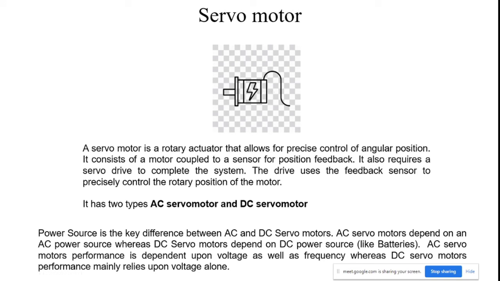AC servo motors depend on an AC power source, whereas DC servo motors depend on a DC power source like batteries. So, the AC servo motor's performance is dependent upon voltage as well as frequency, whereas the DC servo motor's performance mainly relies upon voltage alone. These things are happening in the AC servo motor and DC servo motor. So, the AC servo motor performance depends on voltage and frequency, but the DC servo motor performance depends on voltage alone, which is the difference between the AC servo motor and DC servo motor.